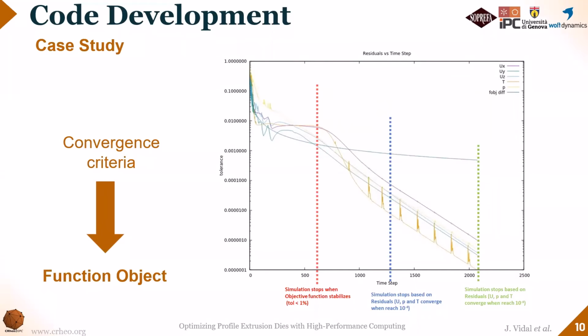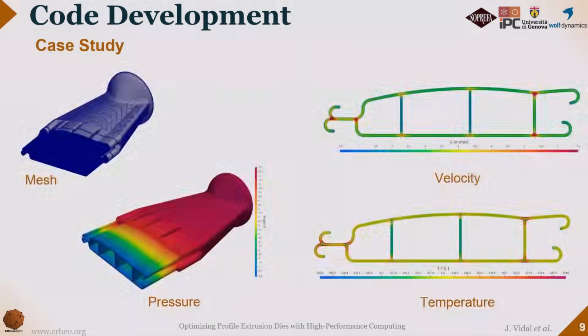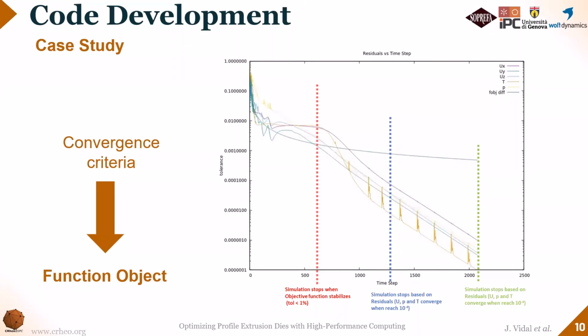Also, in the code development, after solving the initial problems, we figured out that we didn't have to wait for residuals convergence to get the solution. If we observe the objective function, and you can see from this line over here, it tends to a steady state value earlier than the residuals, and that allows us to stop the calculation of the trial earlier than we would if we waited for residuals convergence.